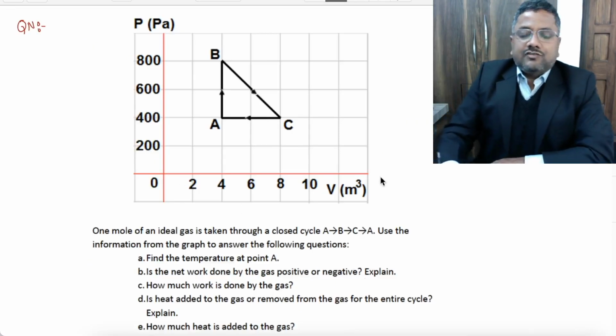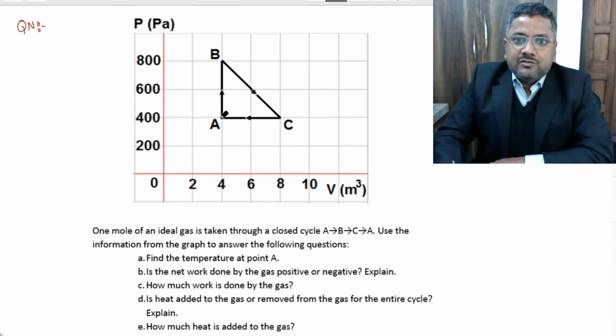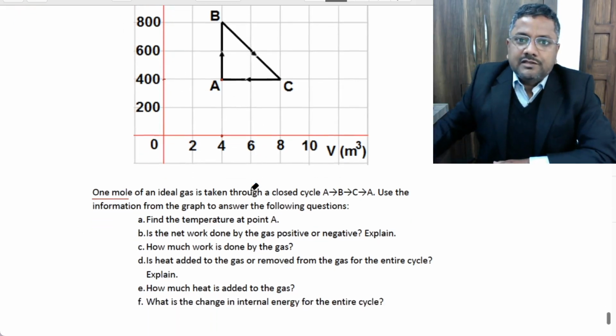Well, see another question. In this question, 1 mole of an ideal gas is taken through a closed cycle A, B, C: A to B, B to C, C to A. Use the information from the graph to answer the following questions. Find the temperature at point A. At this point, what is the pressure? 400. What is the volume? 4 meter cube, 400 Pascal. 4 meter cube is the volume, and 1 mole is given. So you have moles, pressure, and volume, so you can very easily calculate this temperature.